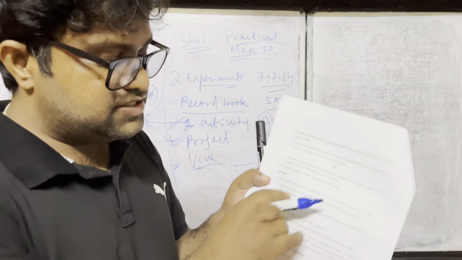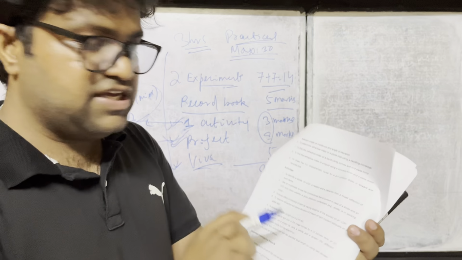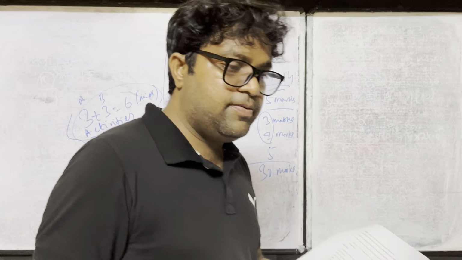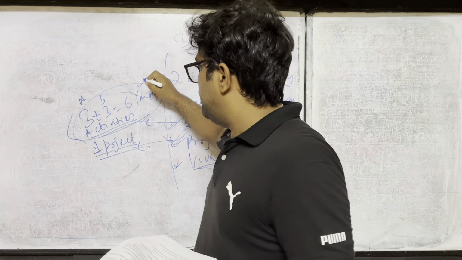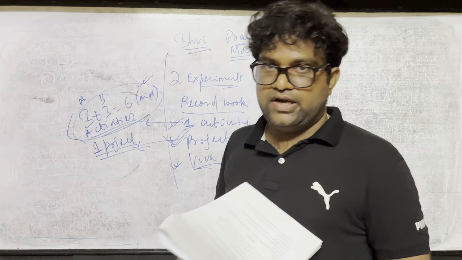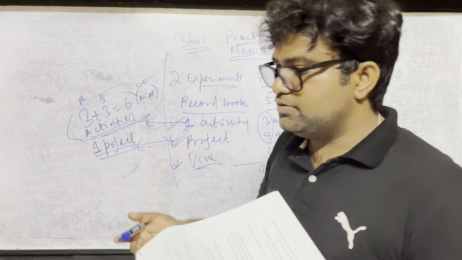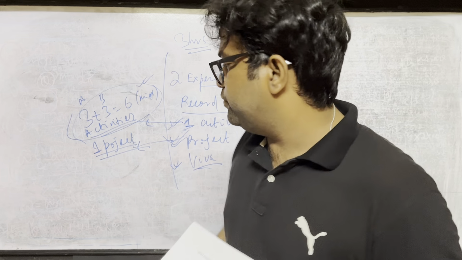So out of the 6 activities, you have to perform a minimum of 3, and out of the 7 in section B, you have to perform a minimum of 3. So 6 activities you should do, and you should maintain its record book. You should submit it during the exam. The external may ask, or it should be submitted during the exam.